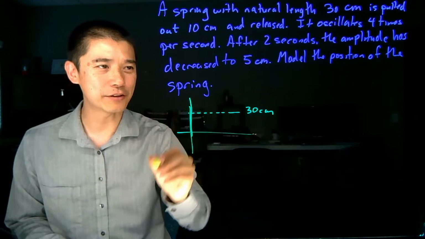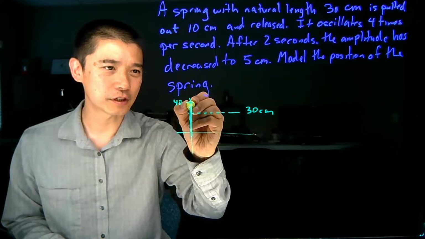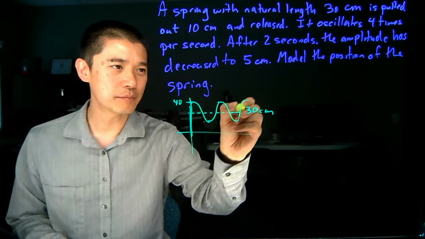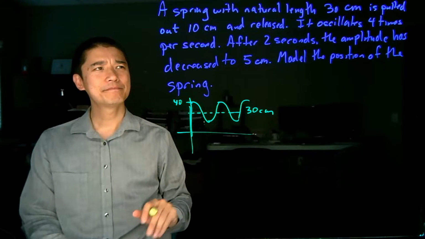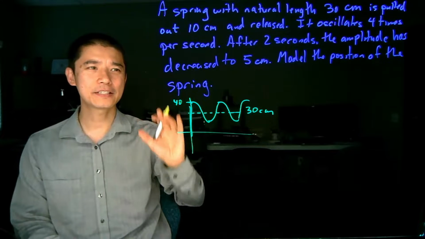So pull it out sounds like it's getting longer. So it's going to be 40. It's going to start up here, go down and up, and down and up, and so on. Now in this case it says it oscillates 4 times each second.